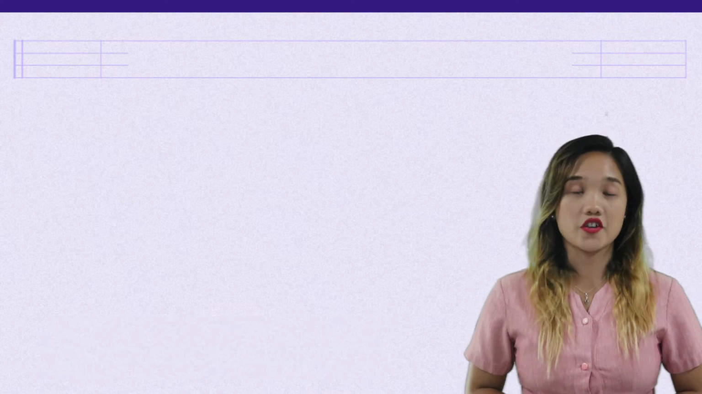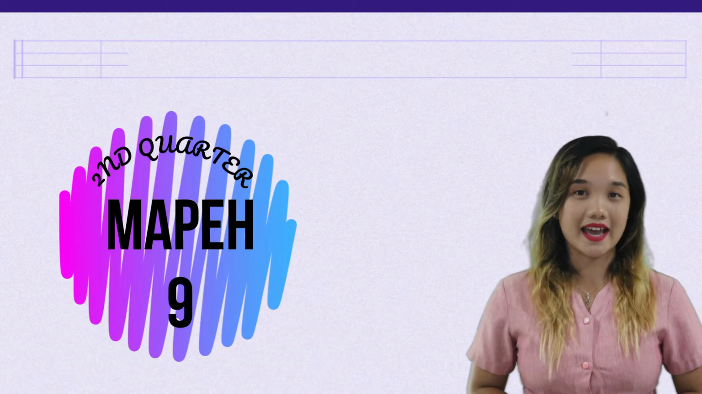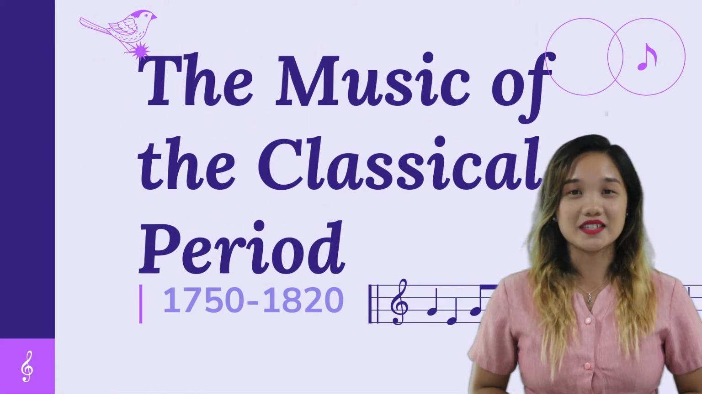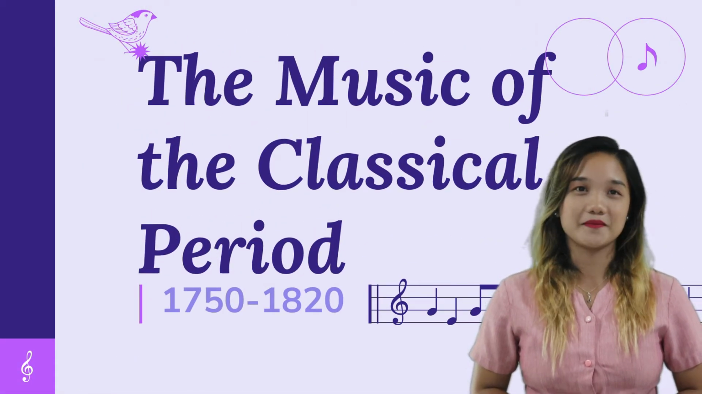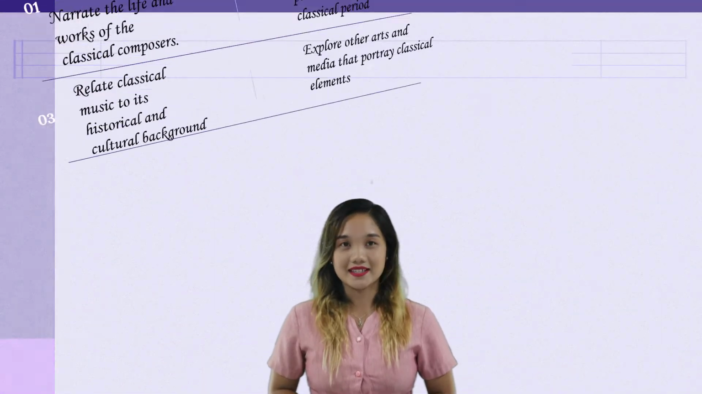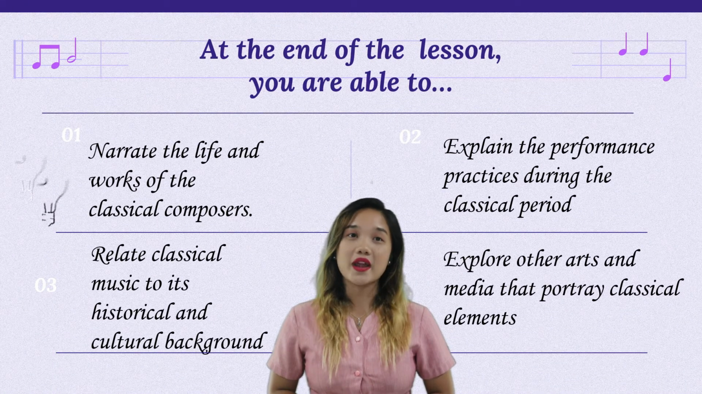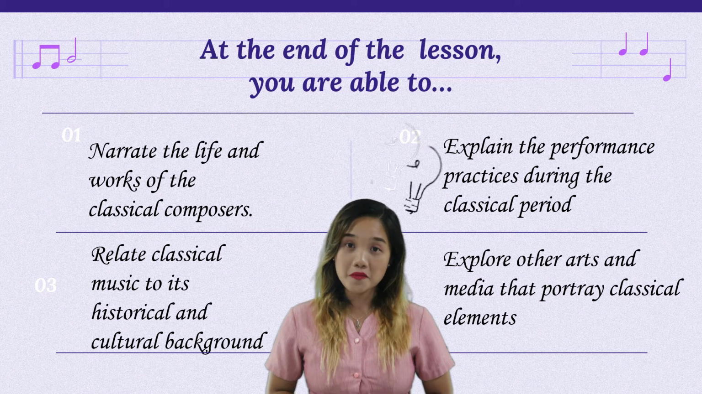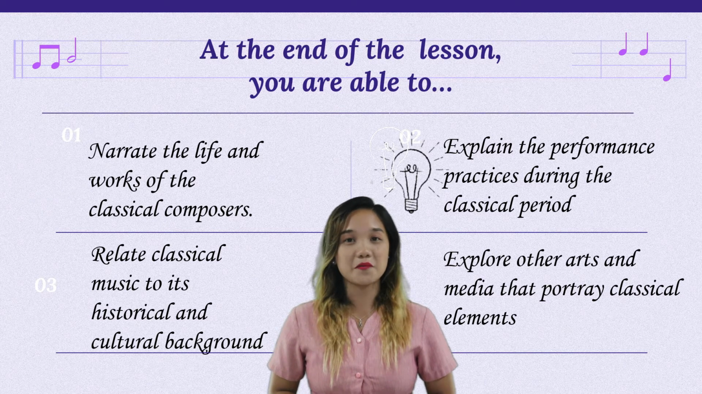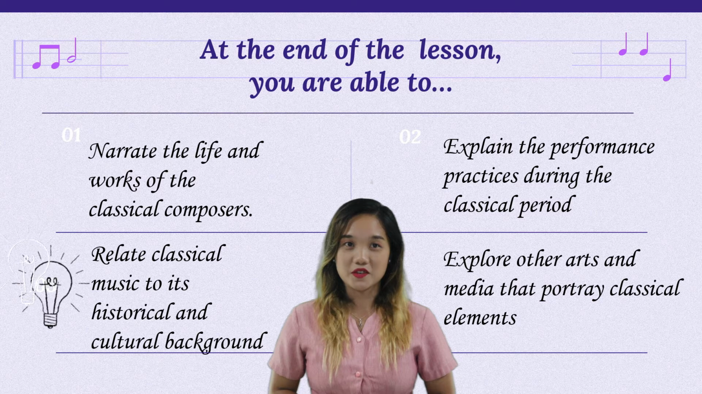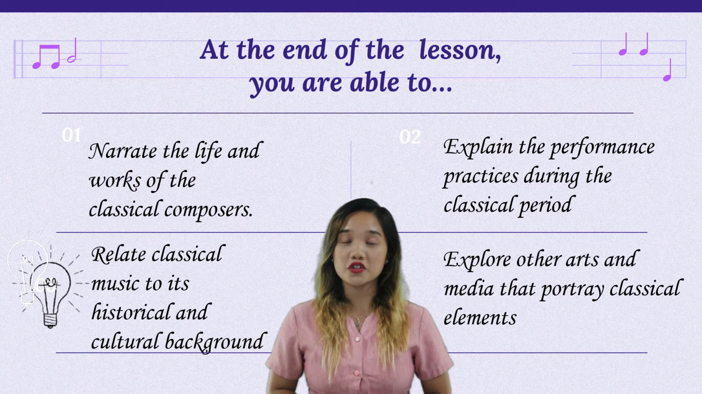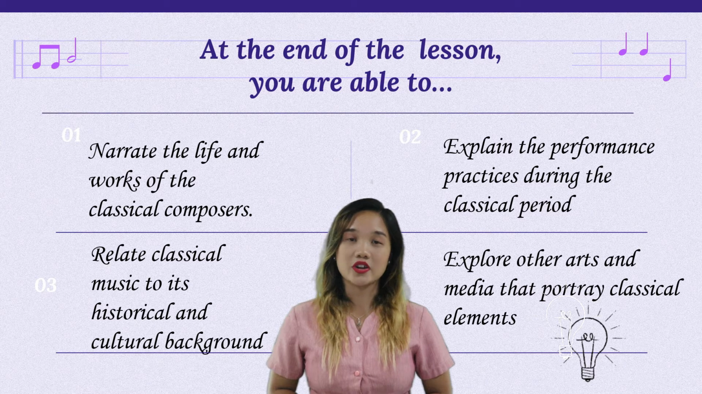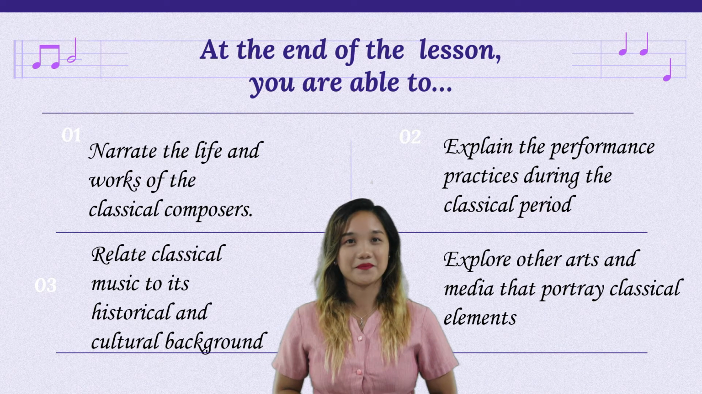This is the start of our second quarter lessons in Grade 9 MAPEH. To start with, we are going to discuss the music of the classical period. At the end of the lesson, you are able to narrate the life and works of the classical composers, explain the performance practices during the classical period, relate classical music to its historical and cultural background, and explore other arts and media that portray classical elements.